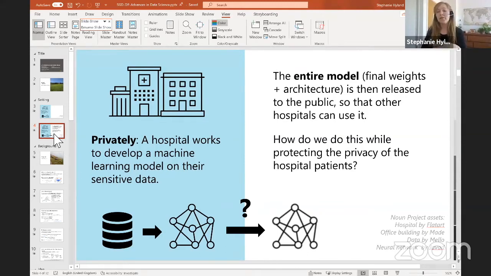So in this case, our privacy setting is to consider, okay, we have a model which includes the final weights and the architecture of the model, and we want to share it with potentially anyone who may then use it for nefarious purposes to try and learn things about the patients who had contributed their data to the model in the first place. So the challenge that we're considering is how do we do this kind of model sharing while protecting the privacy of the hospital patients?